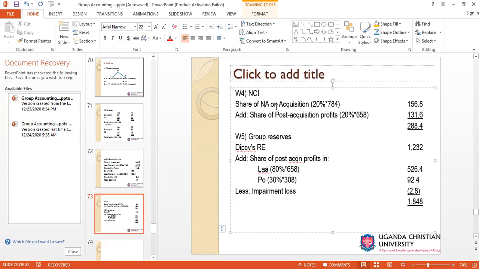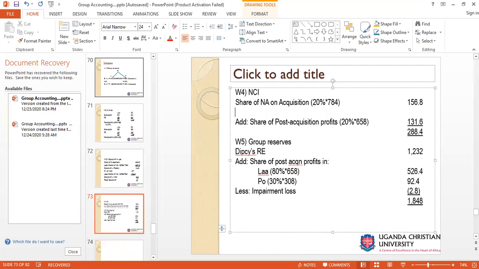In the short break, I realized there was something we need to adjust on NCI. Now, NCI, we said this is the share of net assets on acquisition. They had these assets on acquisition, the 20% had that. Then there is the share of post-acquisition profits, which means 131.